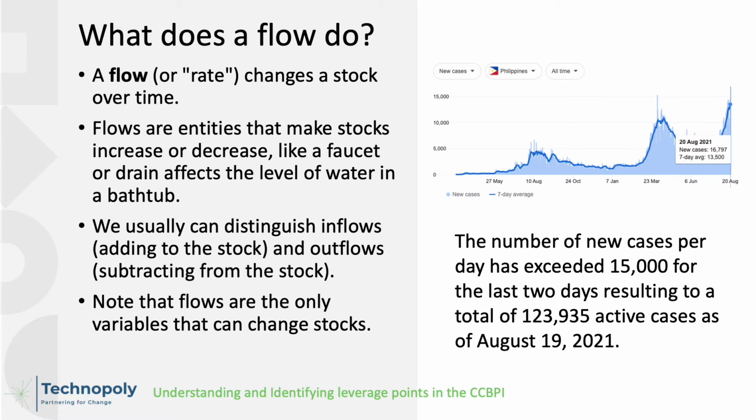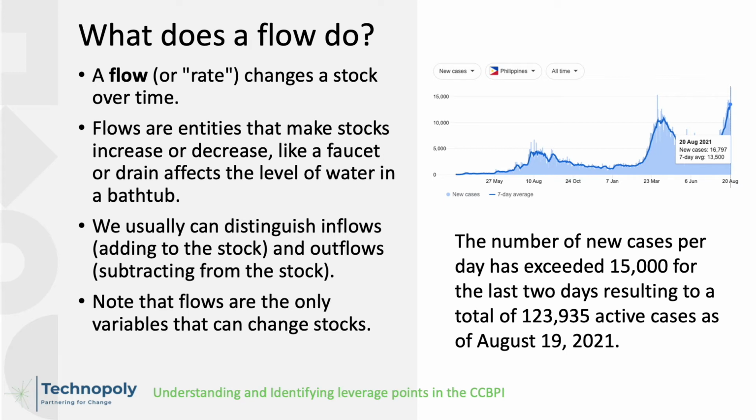When flows in a system exist, these flows have an effect on our stock over time. They change the level of our stock over time. Flows are entities or things that make the stock go up and down, like a faucet that drains the level of water in the bathtub or feeds more into the bathtub. We can usually distinguish inflows, when you add something, and outflows, when you take out something, easily in many systems. Note that flows are the only variables that can influence or change our stocks.